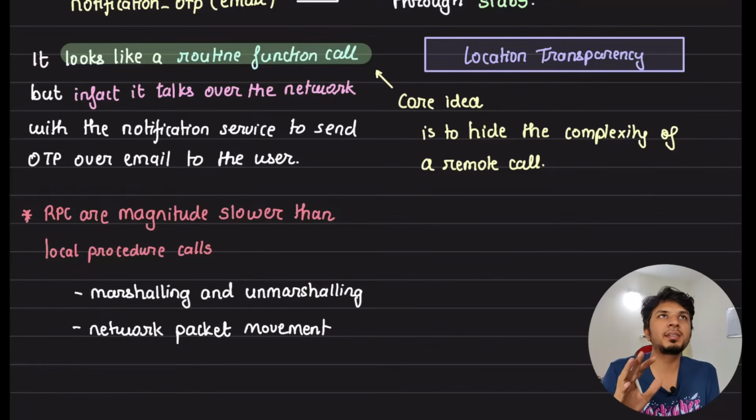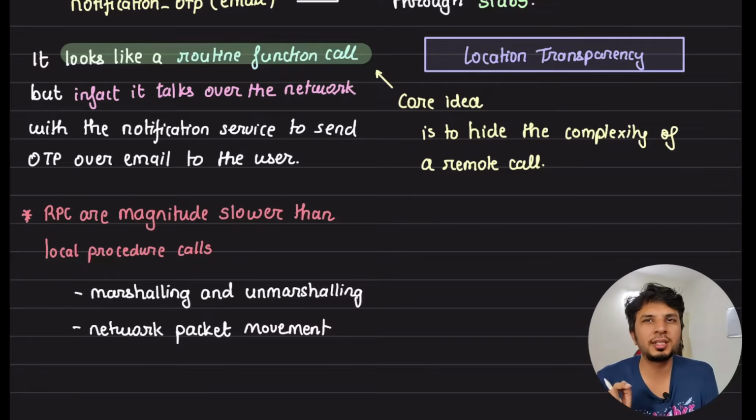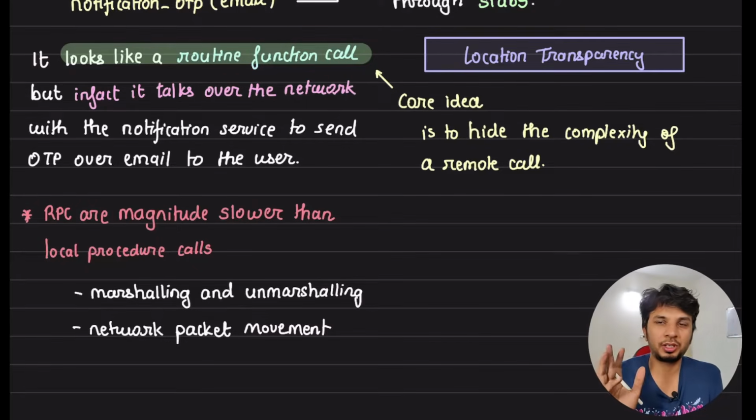Well, actually, that's one of the concerns of using RPC. If you don't know that this is an RPC call and you are invoking it bluntly, you might shoot up your response time. You just need to be aware that, hey, this is an RPC call, but this is a local procedure call. So just be aware when you are using it.